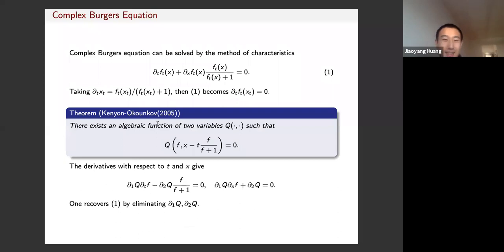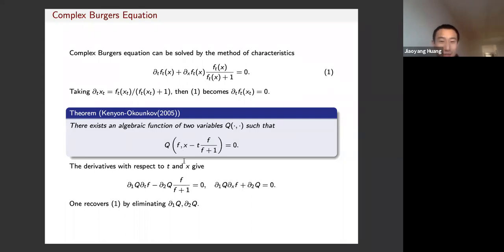And in this way, Kenyon and Okounkov proved that for any given polygonal domain P, there exists an algebraic function of two variables, this Q, such that f, x, and t satisfy this equation: Q(f, x minus t times f over f plus 1) equals 0. If you think of this as a function of f, x, and t, use the implicit function theorem, f is a function of x and t. Then you can take the derivative with respect to x on both sides. You get the first equation.